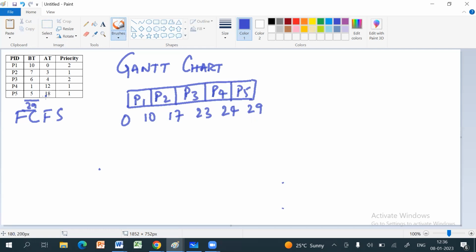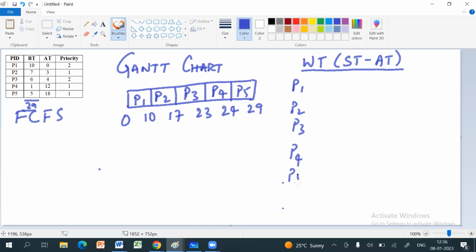Okay, now that we have a Gantt chart here, what is the next thing that we are supposed to do? Obviously compute the wait time and turnaround time. Now how do you compute the wait time? So wait time can be computed using the simple formula: start time minus the arrival time. Okay, so for each and every process here, P1, P2, P3, P4 and P5, we will now try to compute the wait times.